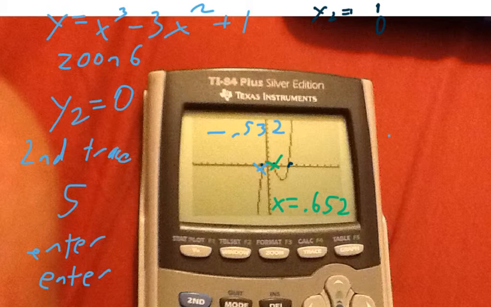And then for the third guess, we're going to go through this again. Second trace 5. Enter, enter. And then what you want to do is get the x all the way over to the right hand side to where it's close to the brown x would be. And this is going to be x equals 2.88.